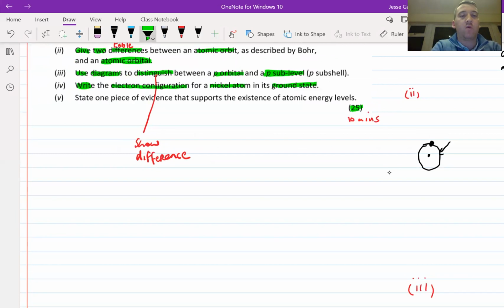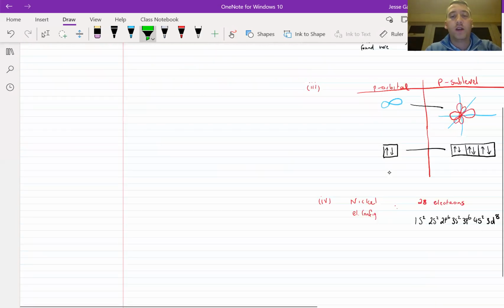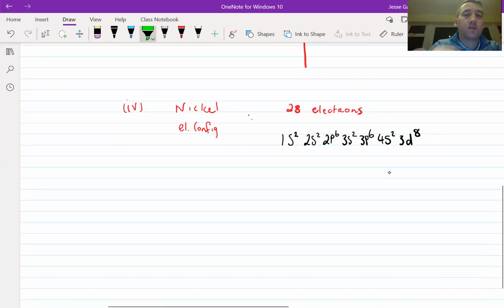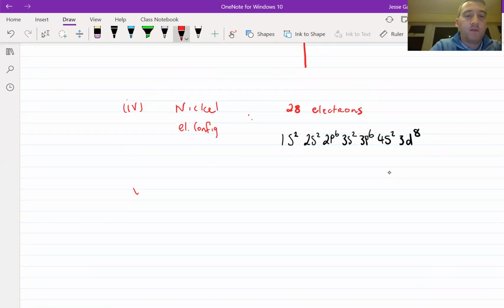Last question. State one piece. So state is the action word. That's what they want us to do. And one piece of evidence that supports the existence of atomic energy levels. Okay, so this is part 5. What is it about? Evidence of energy levels.